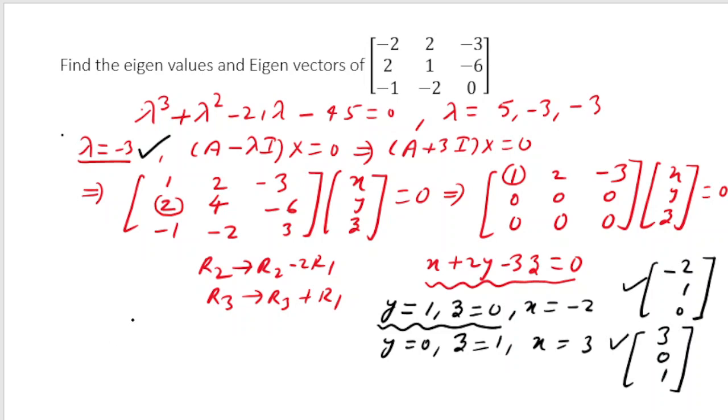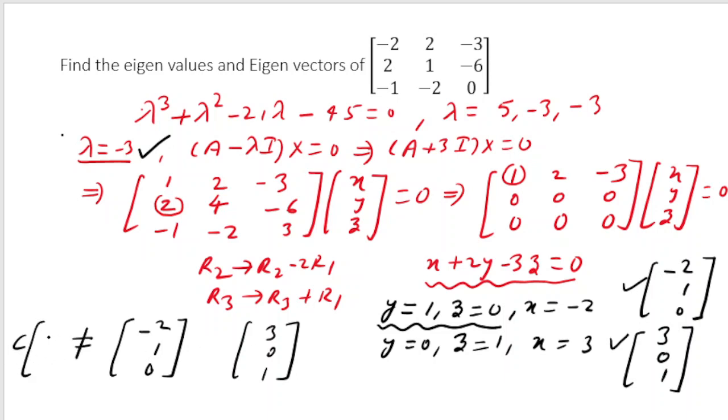It means that if you take minus 2, 1 and 0, this vector, that is 3, 0, 1, is not possible to be generated with the help of this, because if you take any multiple of this vector, it will always have a 0 here, but you have a non-zero element. It means these two are independent vectors: this vector cannot be written as some multiple of the other vector, that is 3, 0, 1. Similarly, this vector also can't be written as some multiple of the other vector minus 2, 1, 0.